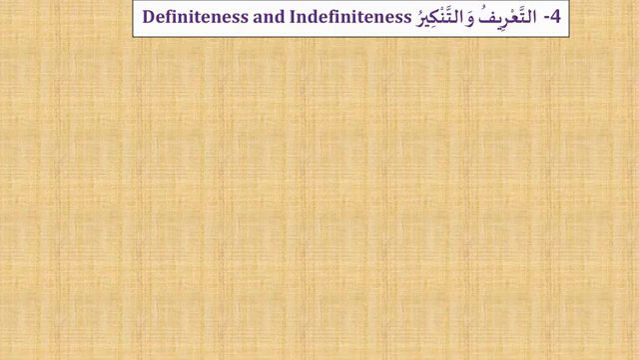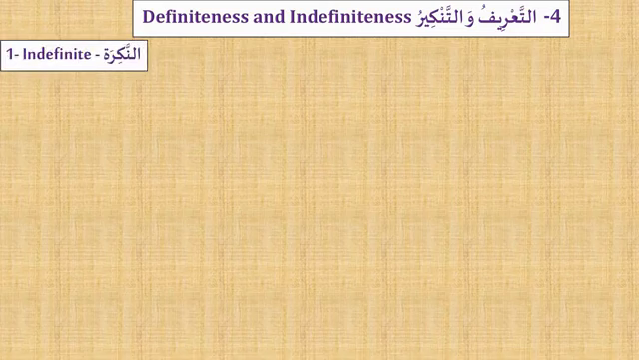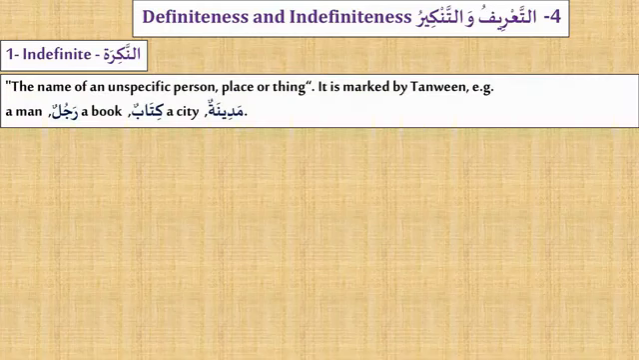The fourth and the last quality of a noun is التعريف والتنكير, definiteness or indefiniteness. The first one, indefinite, النكرة. Definition of it is the name of an unspecific person, place or thing. It is marked by tanween. Example, rajulun, a man. Kitabun, a book. Madinatun, a city.